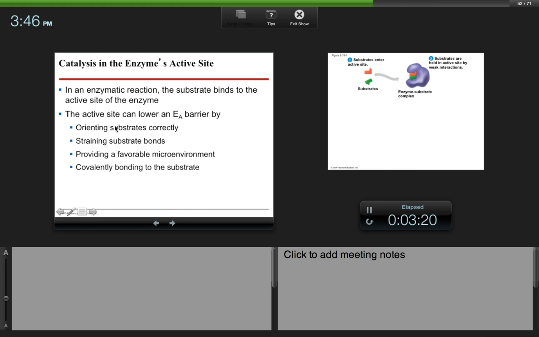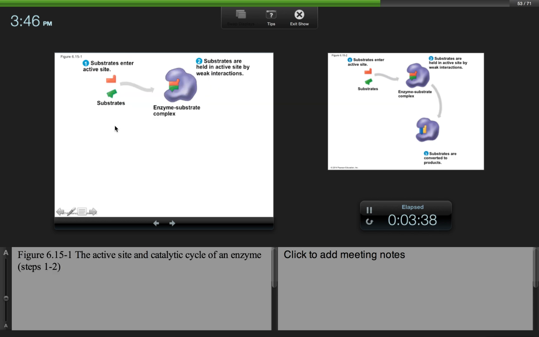The active site can lower an activation energy barrier by orienting substrates correctly, straining substrate bonds, allowing them to start to break, providing a favorable microenvironment, and covalently bonding to the substrate to hold it in place until it can be converted to product.